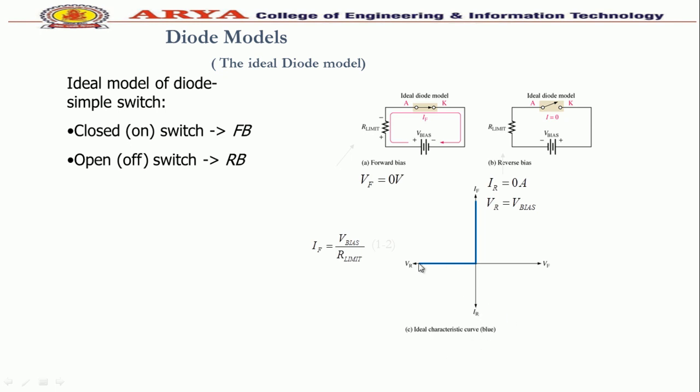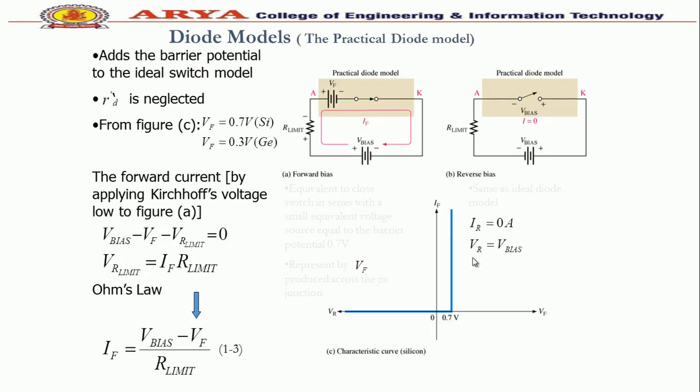Through this diagram, we can see that VF is 0, so we have IF at different values of R. Similarly, in the reverse direction, IR is 0, but we have VR equal to V bias. From these two circuits, we can draw the ideal diode characteristics.